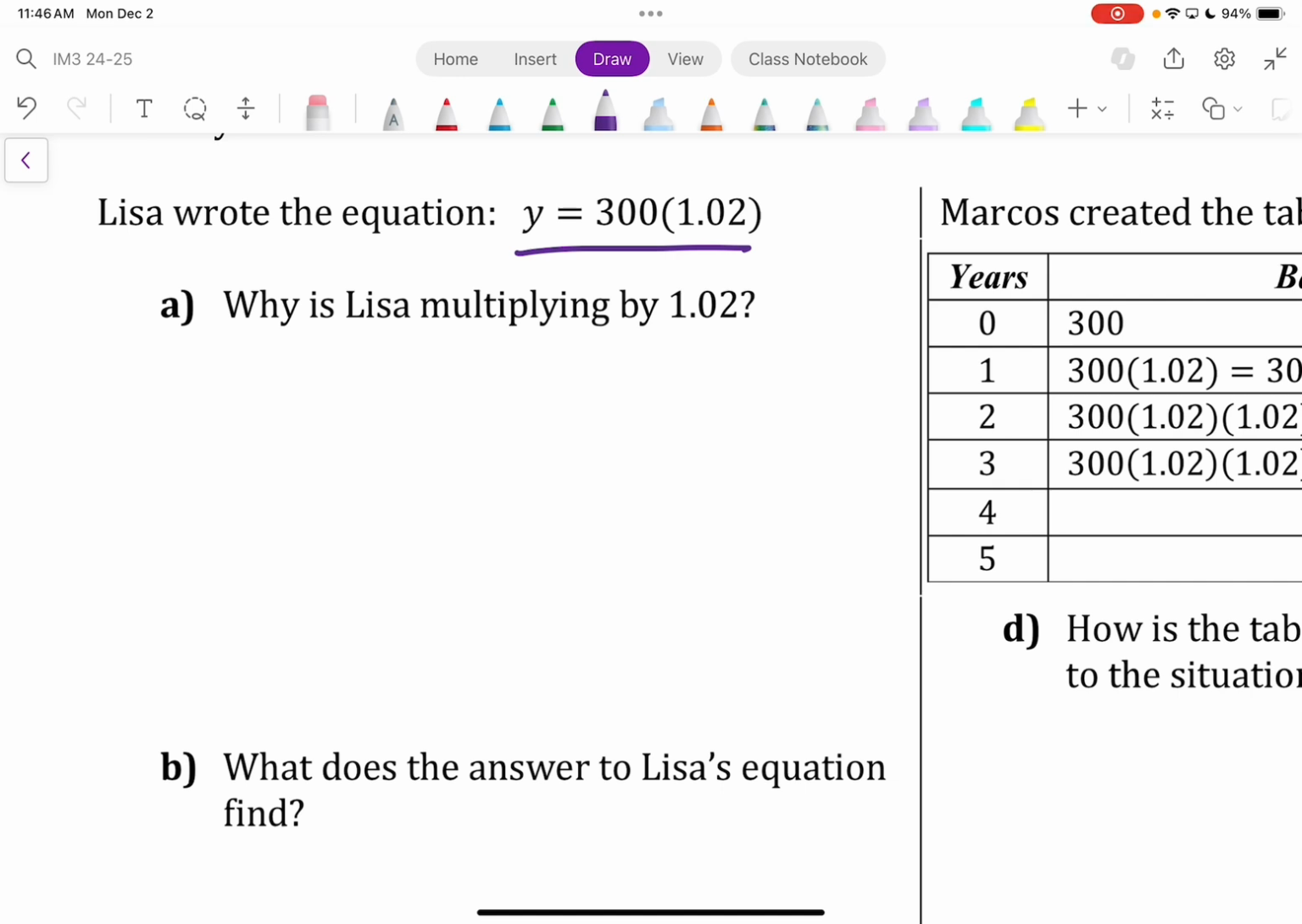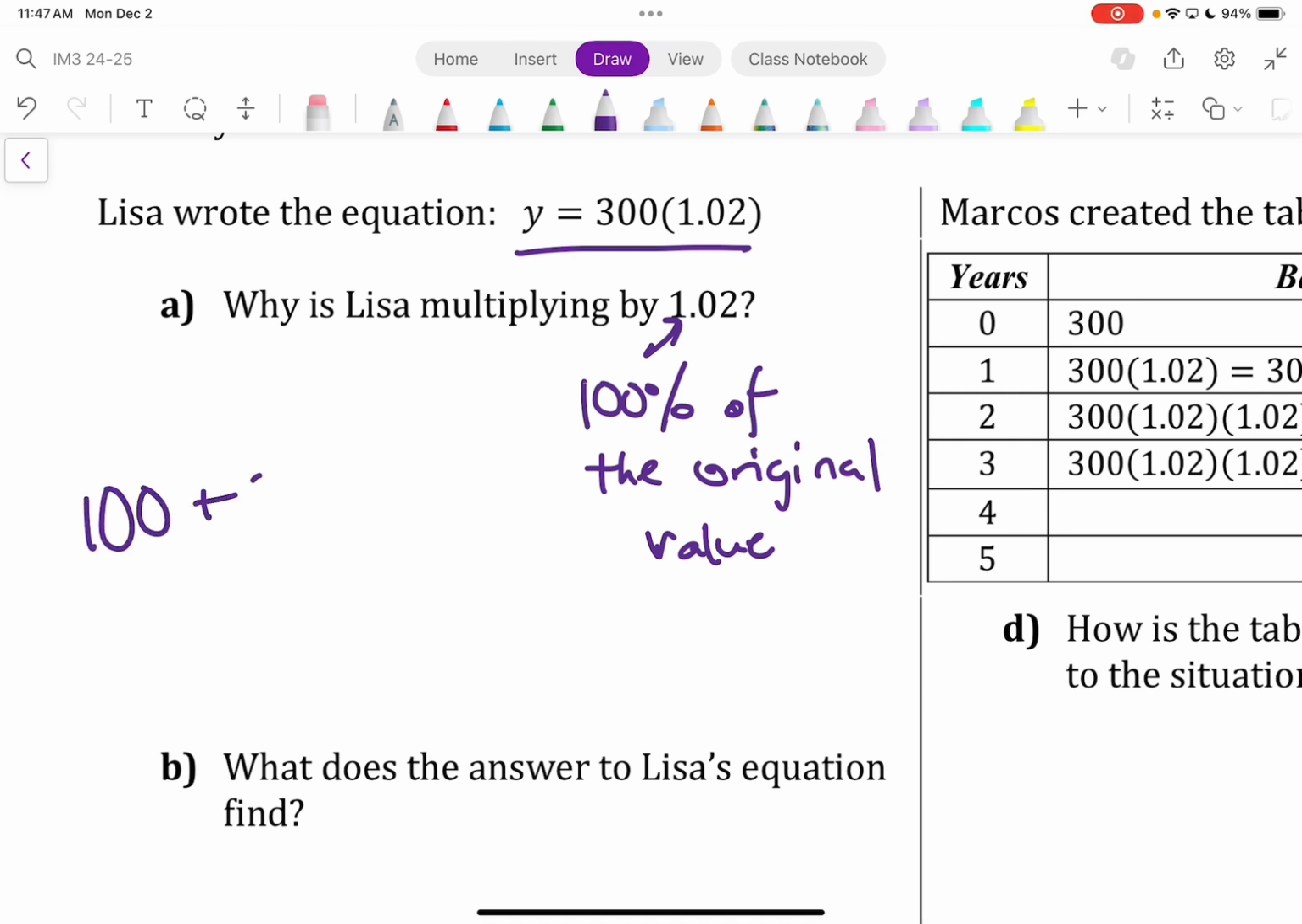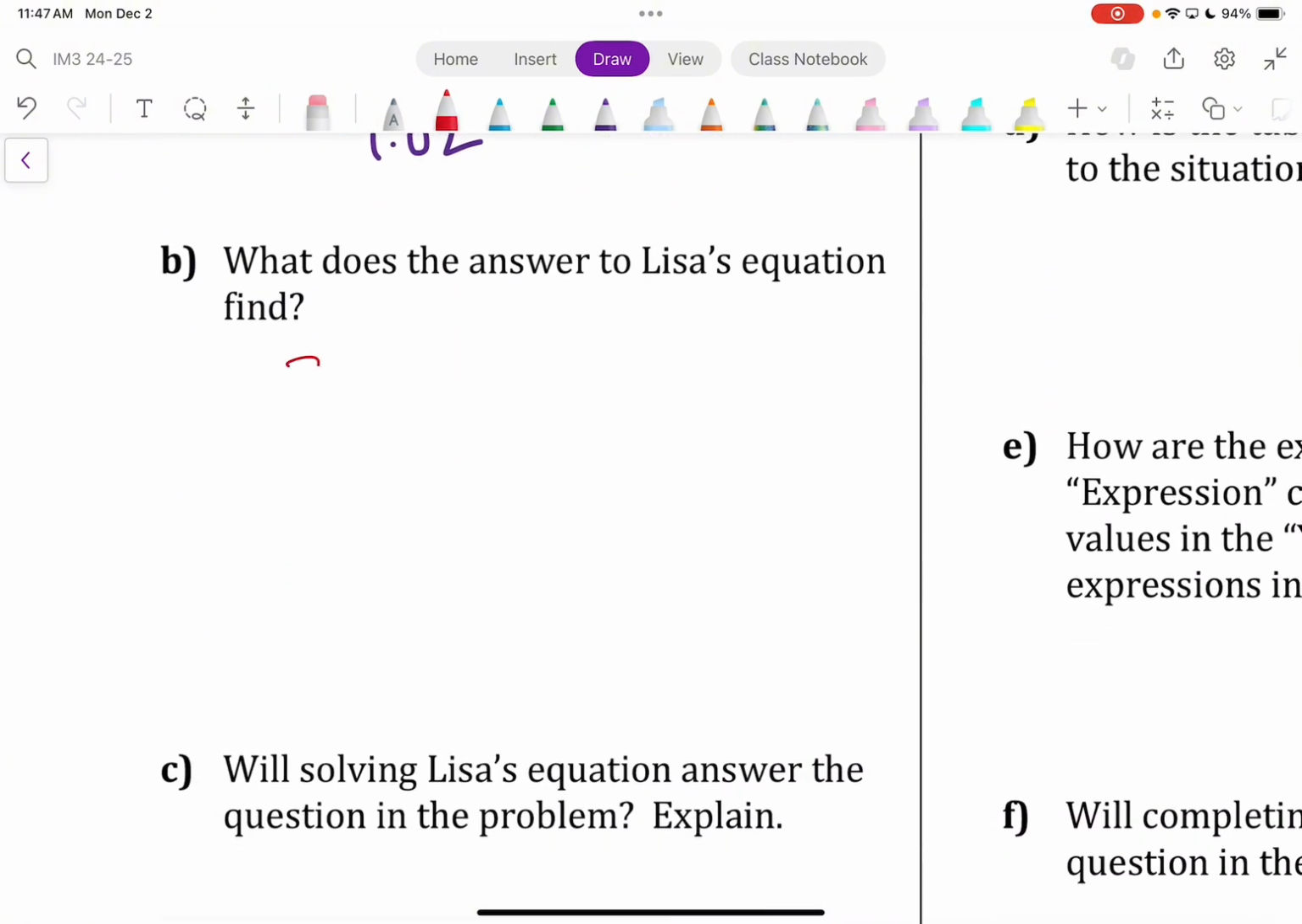So the 1 is 100% of the original value. So that would be 100% plus 2%, giving you 102% or 1.02. The 300 is the initial amount of money, so it's $300. Okay. Now, if we multiply this out with a calculator or however you want to do it, 300 times 1.02 is 306.